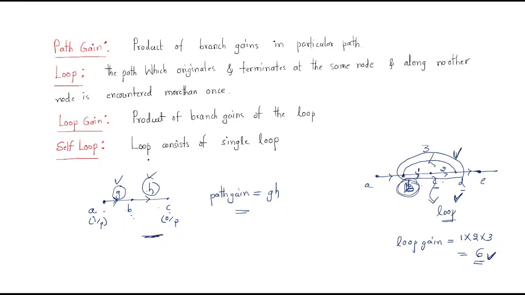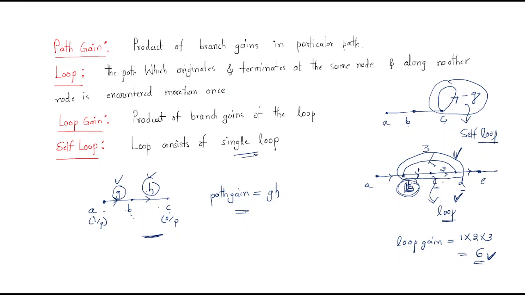And what is the self loop? A loop consisting of a single loop. For this example, we have a signal flow graph like this, A, B, and C, and it has only one loop like this, with gain minus G. A, B, C are the variables. This minus G loop is called the self loop.